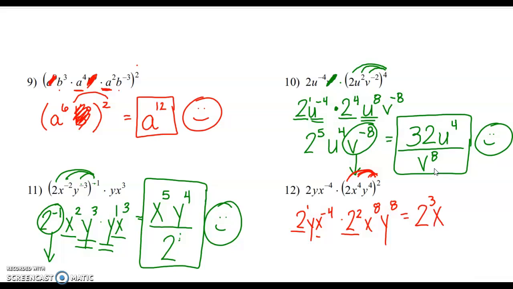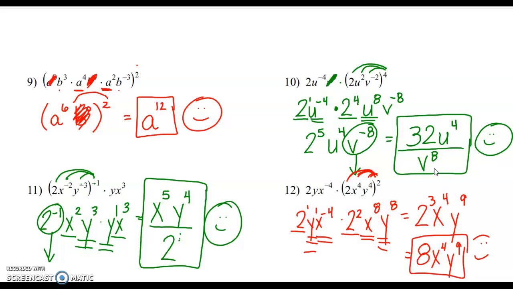X's would go next. So negative 4 plus 8 is 4. Y to the invisible 1 plus 8 is 9. So then I would just figure out 2 to the third is 8. X to the 4th, y to the 9.